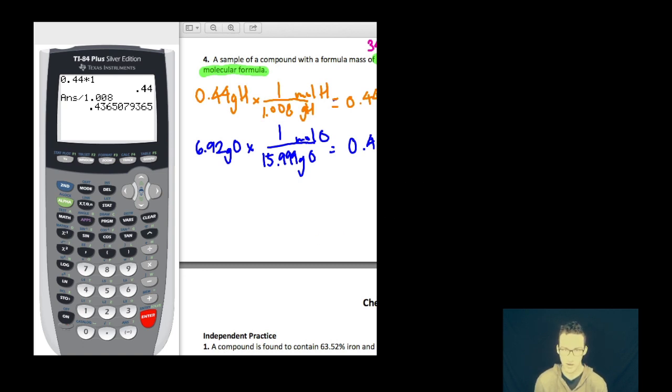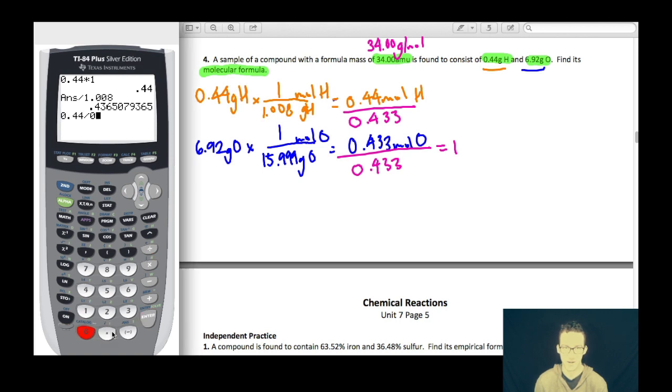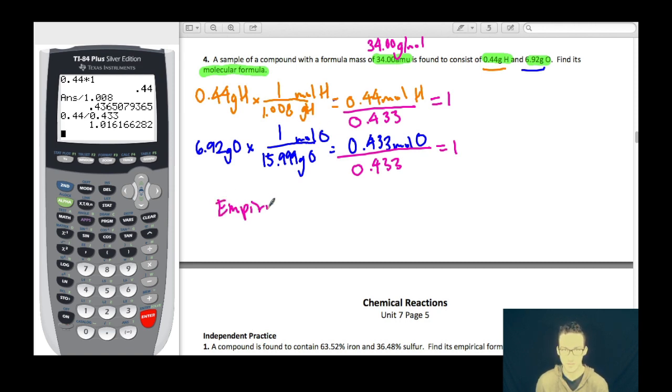But if you're ever unsure, you can always just divide by the smallest molar amount. In this case, the smallest molar amount is the 0.433. In this example, we get exactly 1. And this one here, we'll do on our calculator, 0.44 divided by 0.433. We get 1.016. So if we use significant figures, it's going to be exactly 1.0. But again, it's within 1/10 of a mole here, so it's close enough that we can just round down to 1. So the empirical formula is HO.